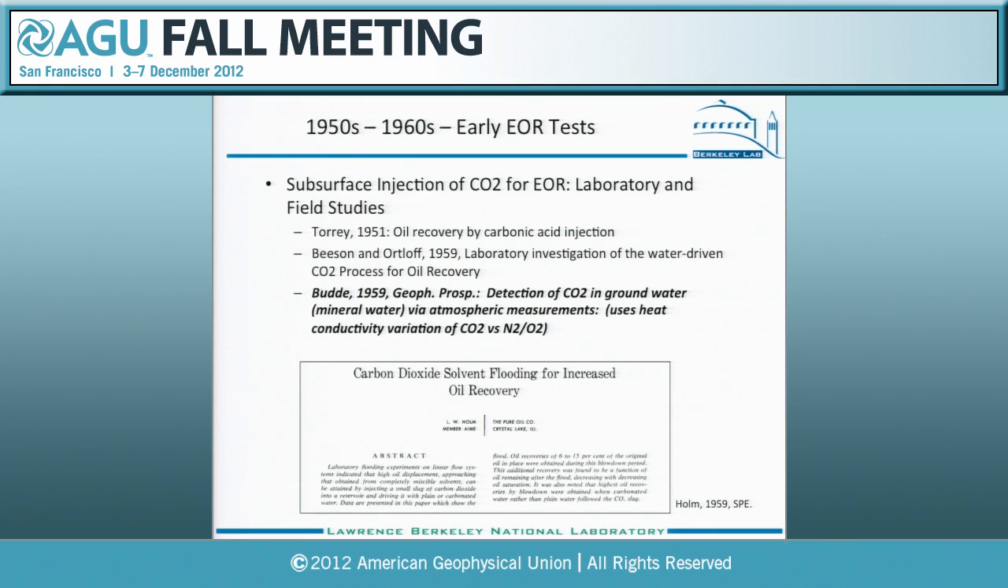So going back, I did a little bit of a literature review, and the earliest records I could find of subsurface injection of CO2 really start around the 1950s, of oil companies looking to enhance recovery. You see a paper from 1951 they called carbonic acid injection. And an interesting early monitoring study in 1959, Booty in Geophysical Prospecting, who was looking for mineral water and was using some atmospheric sampling to try and find that. I guess Perrier had value back then too.